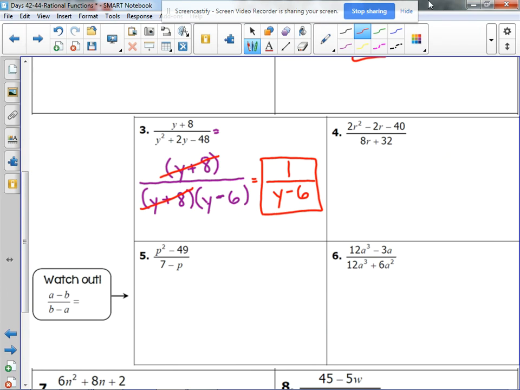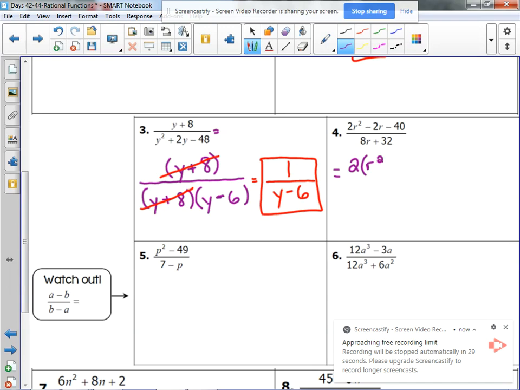All right, let's look at number 4. First thing we always look for, GCF. Number 4 does have a GCF. That entire numerator, every term is even, so that means they are all divisible by 2. So if we pull out a 2, we get r squared minus r minus 20. Over the denominator has a GCF of 8. When we pull out that 8, we're left with r plus 4.